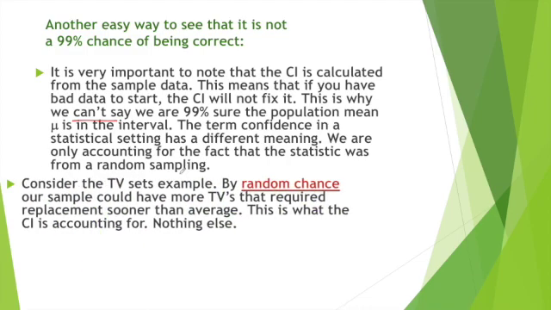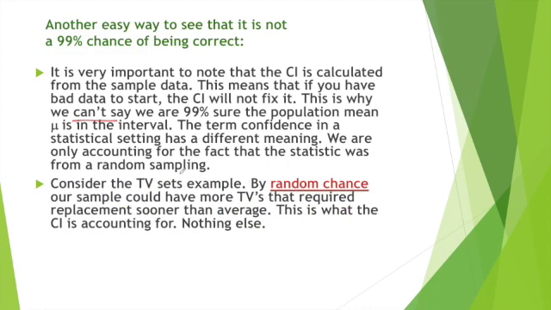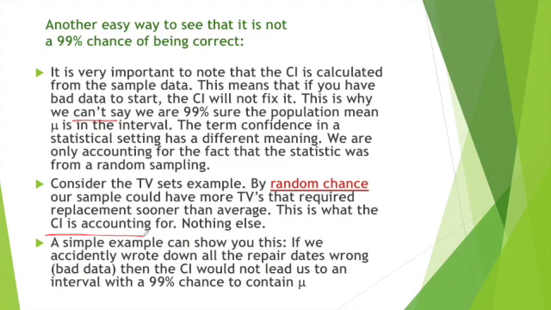Okay, consider the TV sets example. By random chance, our sample could have more TVs that required replacement sooner than average. This is what the confidence level is accounting for and nothing else. A simple way we can show this is maybe we accidentally wrote down all the repair dates wrong, so we had bad data to begin with. Then our confidence interval would not lead us to an interval with a 99% chance to contain our mean.